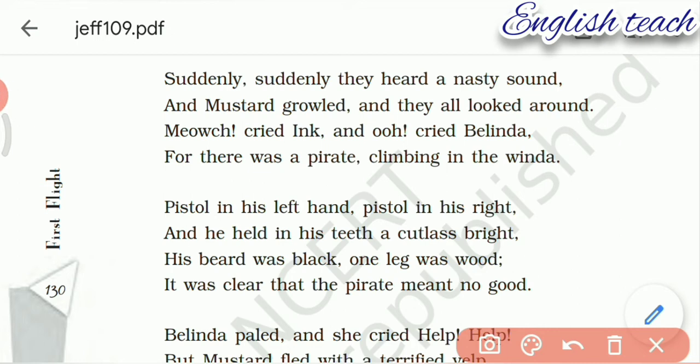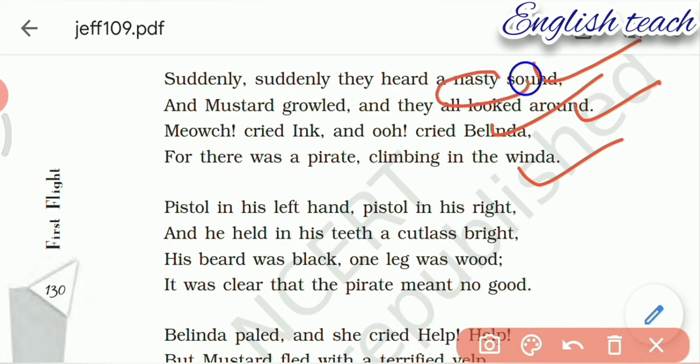Suddenly, they heard a nasty sound, and Mustard growled, and they all looked around. "Meow," cried Ink, and "Who?" cried Belinda, for there was a pirate climbing in the window. There are 4 difficult words in this paragraph.